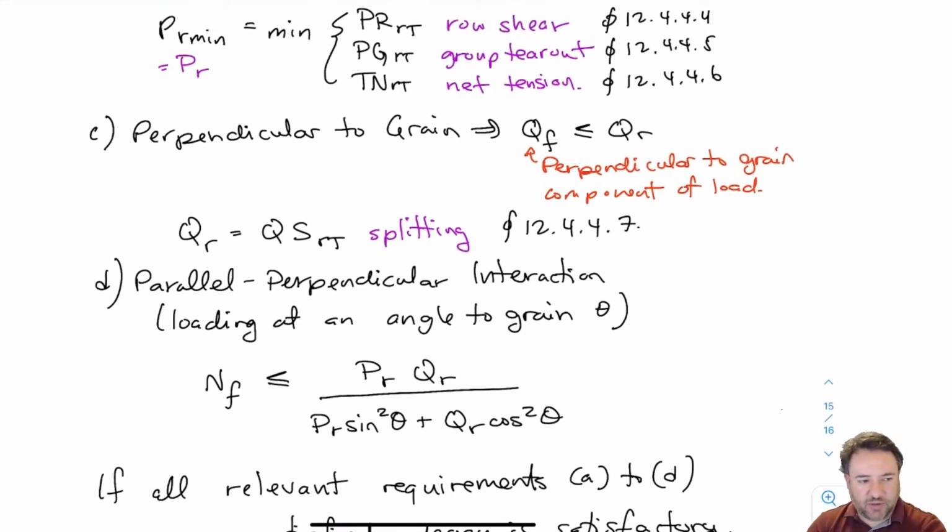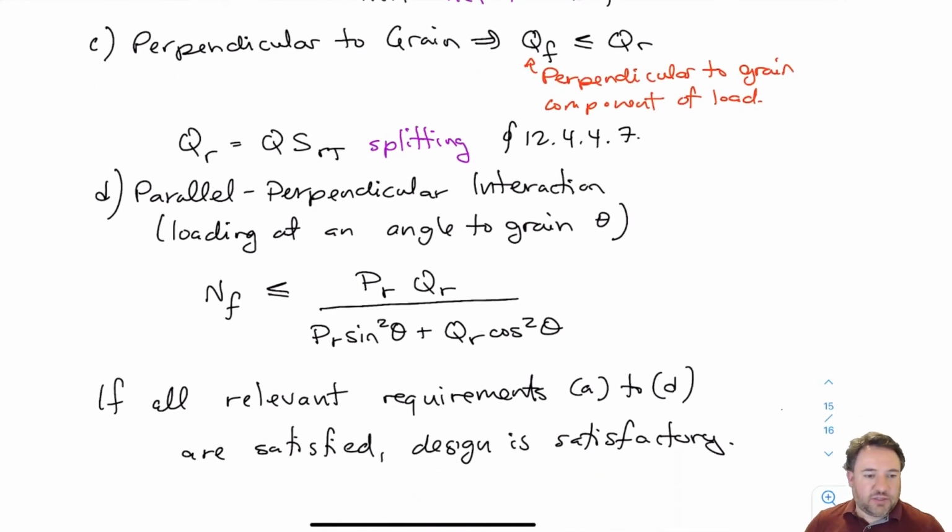And then just now we looked at what happens if we have load that will cause potentially parallel to grain failure and perpendicular to grain failure, in which case we check this final interaction equation. And then once we do that, we're done. So next we're going to look at some examples of bolted connection checks and designs to get our feet wet on these equations.